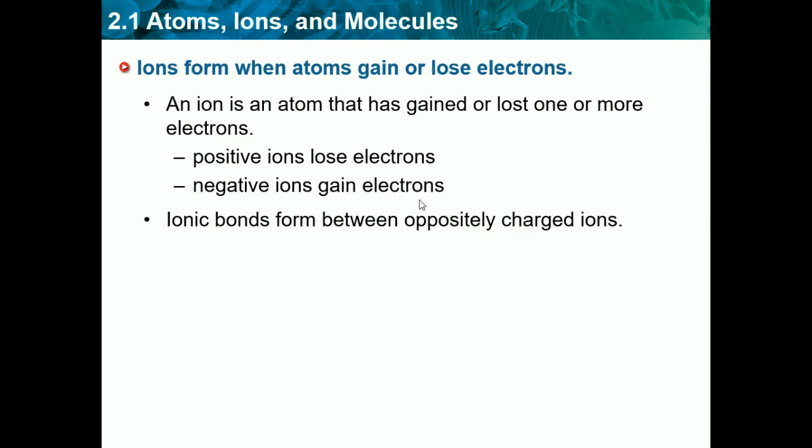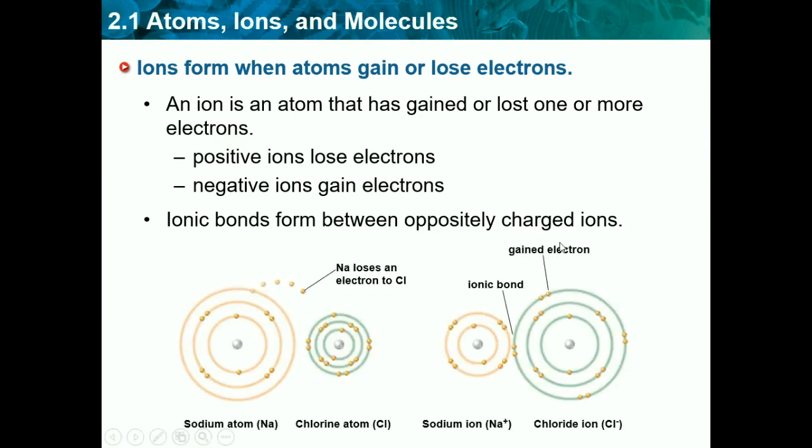Ionic bonds form between oppositely charged ions. There are two types of bonds we're going to learn. This is the first one, ionic, and you need to remember they are between oppositely charged ions, so a positive and a negative ion combined. This is our example: we have sodium, which is Na, and chlorine, which is Cl.